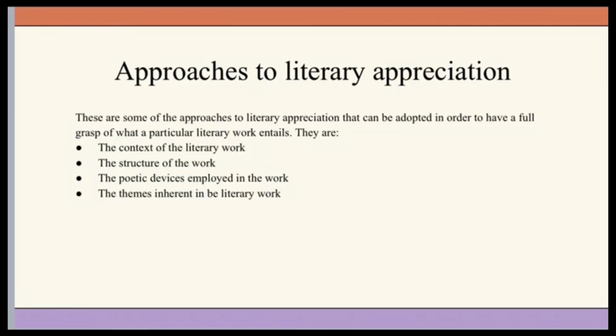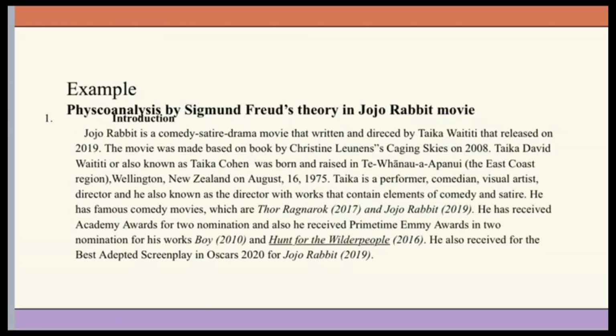And next, approaches to literary appreciation. There are some approaches to literary appreciation that can be adopted in order to have a full grasp of what a particular literary work entails. They are, first, the content of the literary work, next, the structure of the work, the poetic devices employed in the work, and the last, the theme inherent in the literary work.